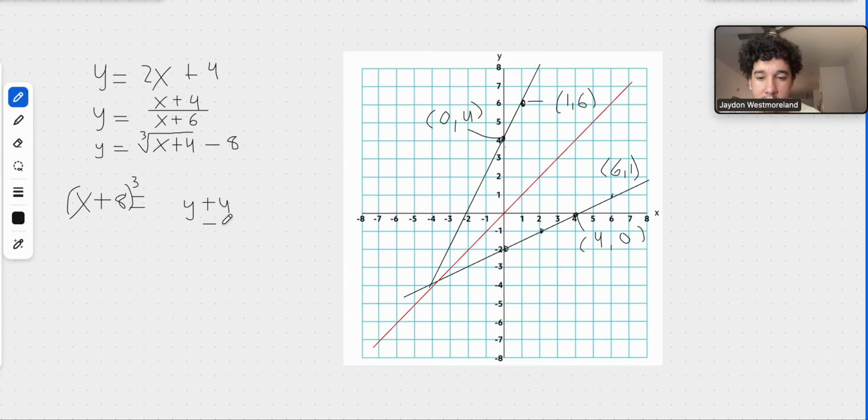And then finally, I'm going to subtract 4 from both sides. Give me a final answer of the inverse of y equaling x plus 8 cubed minus 4. And that's it, guys.